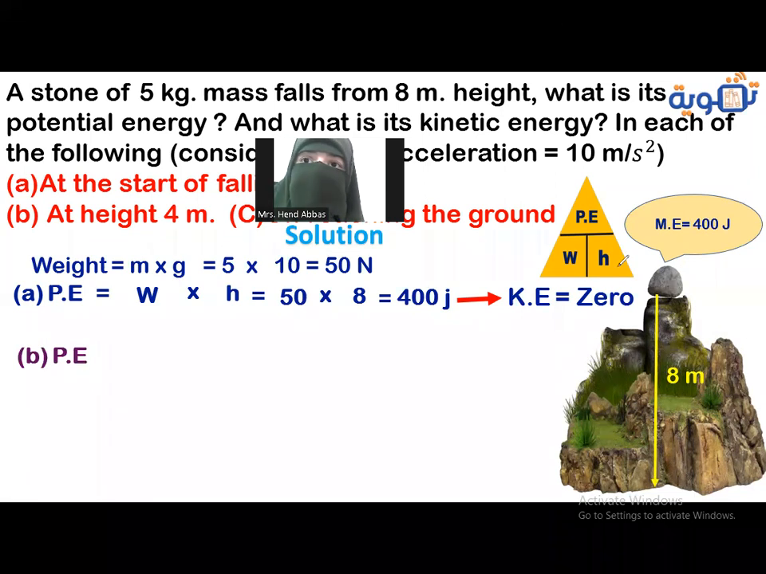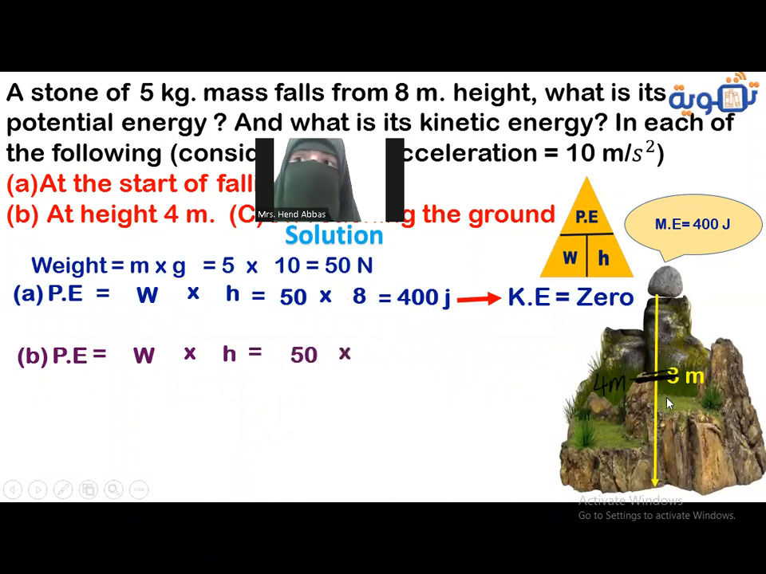So it falls until here, 4 meters, the midpoint, 4 meters from the ground. Let's calculate the potential energy. Potential energy equals weight times the height. The weight doesn't change, 50 newtons, times the height, which changes to 4 meters. This is the new height, so it's 200 joules. We calculated the potential energy here.